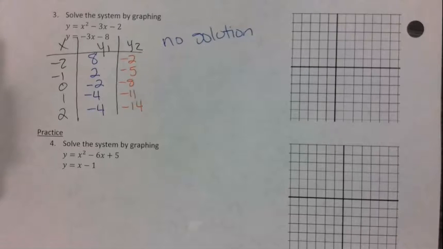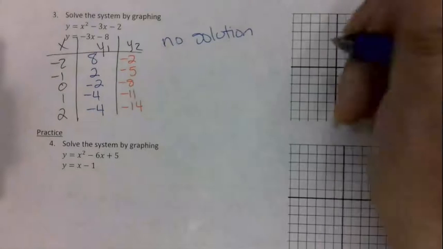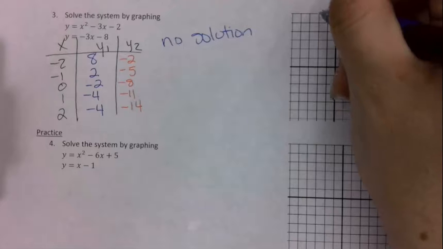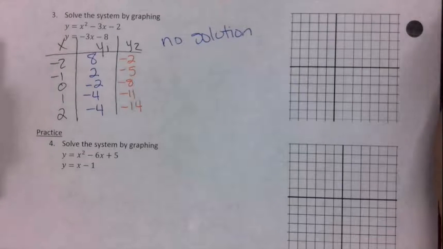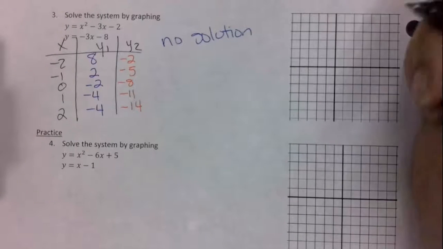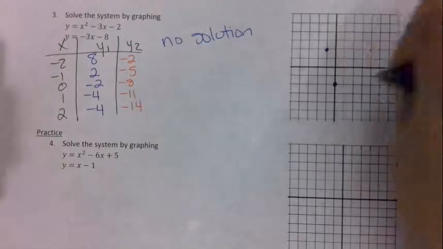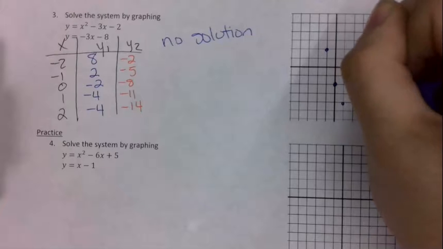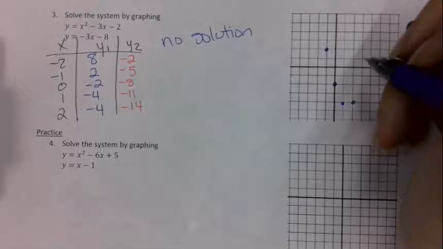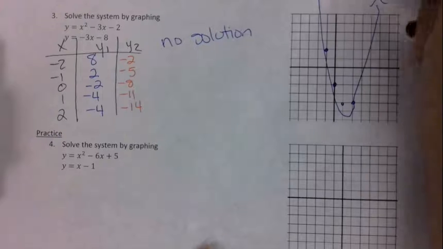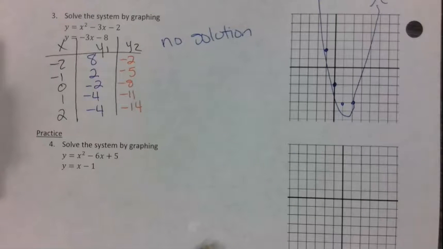Okay. Then I want to go ahead and graph these. So I have -2 and 8. 1, 2, 3, 4, 5, 6. Cool. -1, 2. 0, -2. 1, -4. 2, -4. It's going to curve back. I'm really bad at drawing these today.